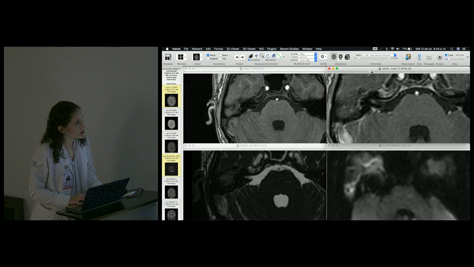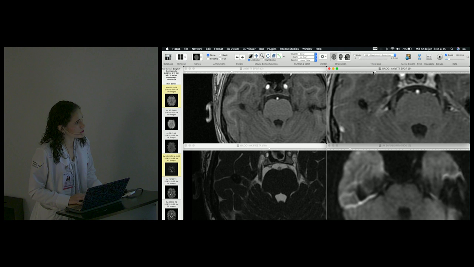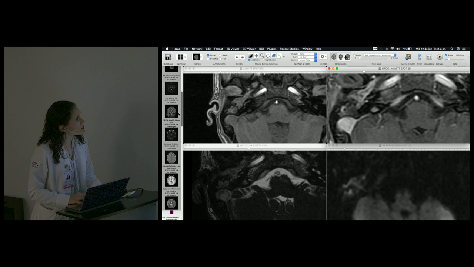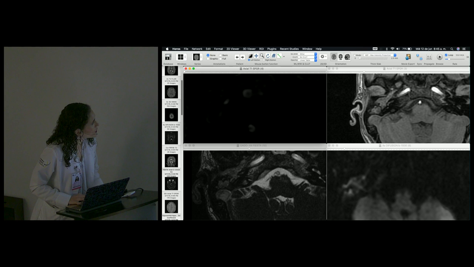We have a subtle enhancement here too, but the rest of the brain was normal. Okay, so we have cholesteatoma with otitis, otomastoiditis and meningitis in this patient. So a mastoidectomy was performed. And finally, we go to my case. I'm going to show you the same images.